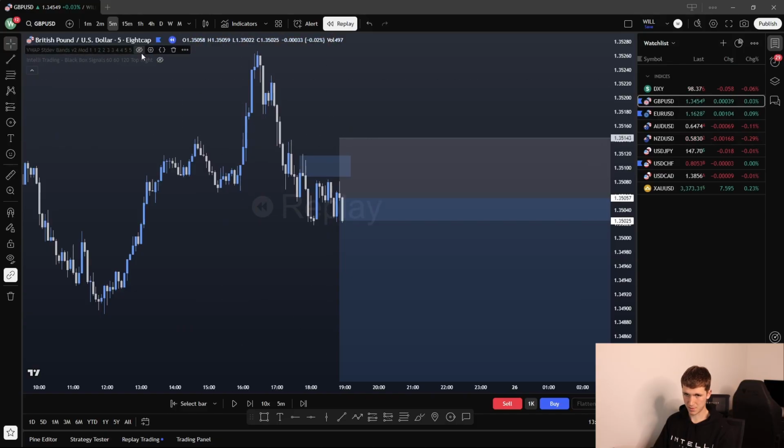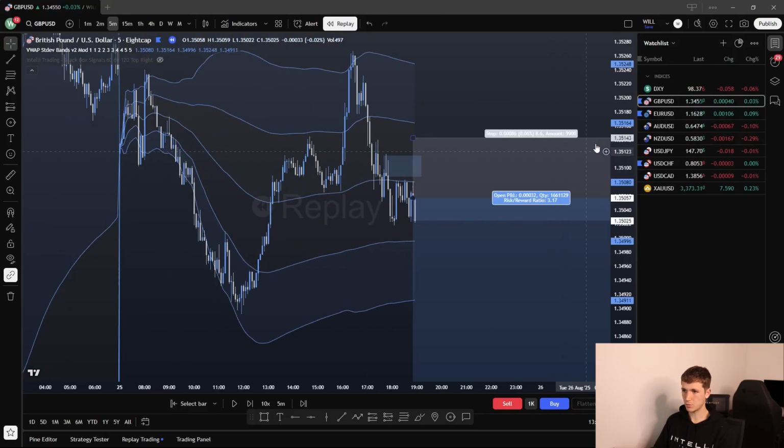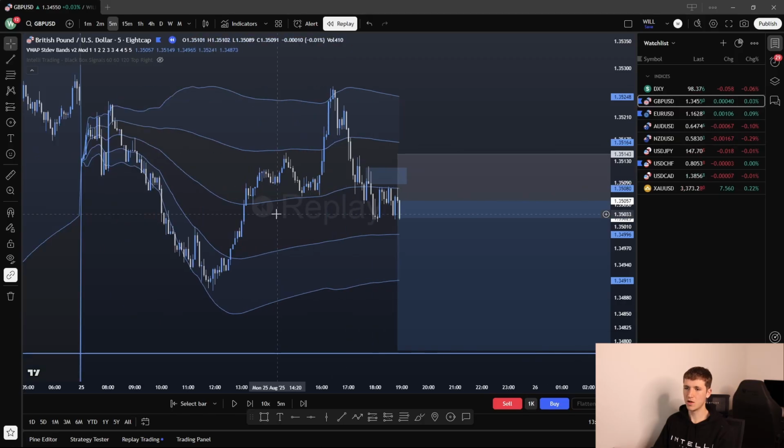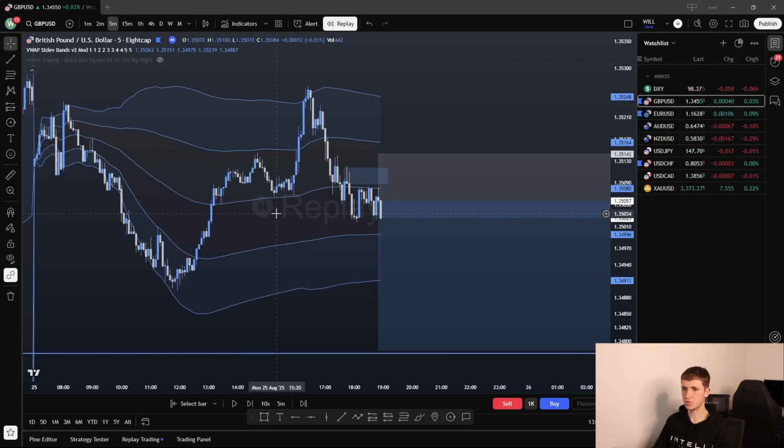Stop loss up here, VWAP. It was also consolidating right on VWAP. So look, it was an absolutely awesome position.